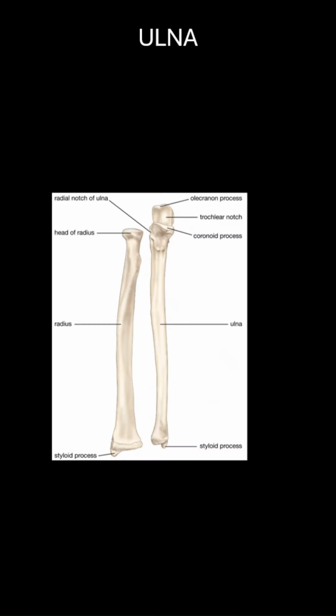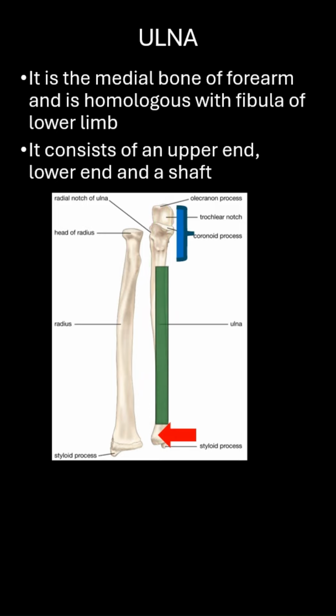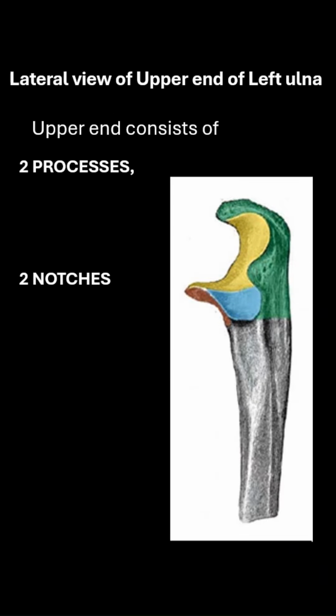Ulna is the medial bone of the forearm and is homologous with the fibula of the lower limb. It consists of an upper end, a lower end and a shaft. This is the lateral view of the upper end of the left ulna. It consists of two processes and two notches.